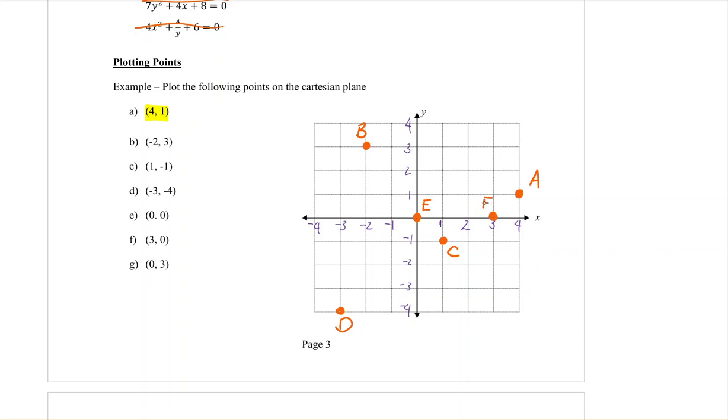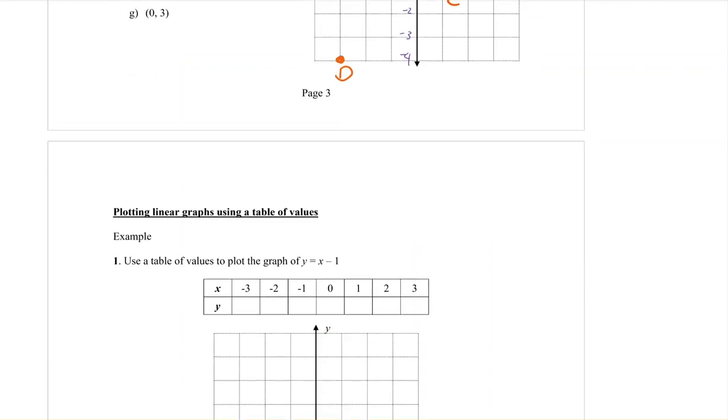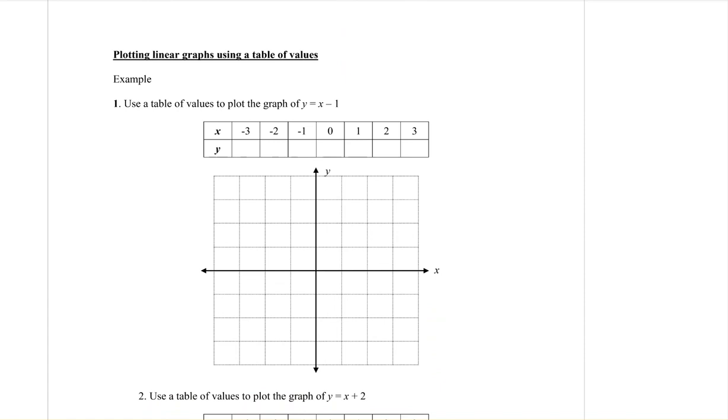And G starts at 0 for the X, which is right in the center, but then it goes to 3 for the Y, so it's going to come up, and it's going to be sitting on the Y-axis up here. So that's G. Yeah? Okay, good. Because if we can plot random points like that, we will then hopefully be able to plot some straight lines.